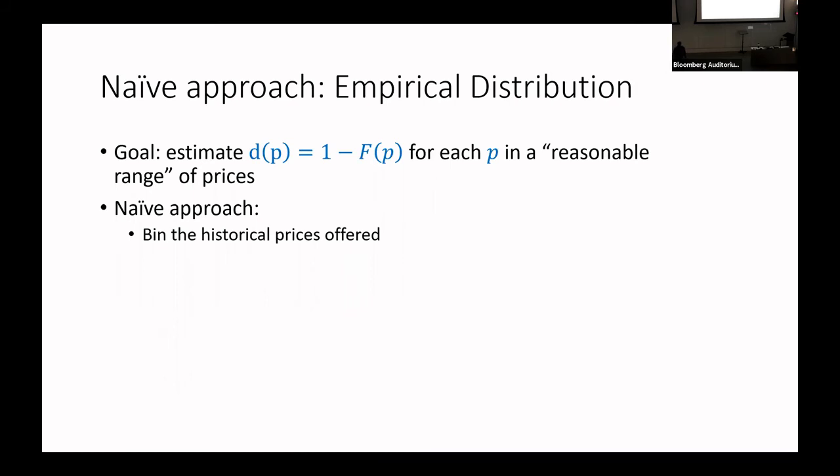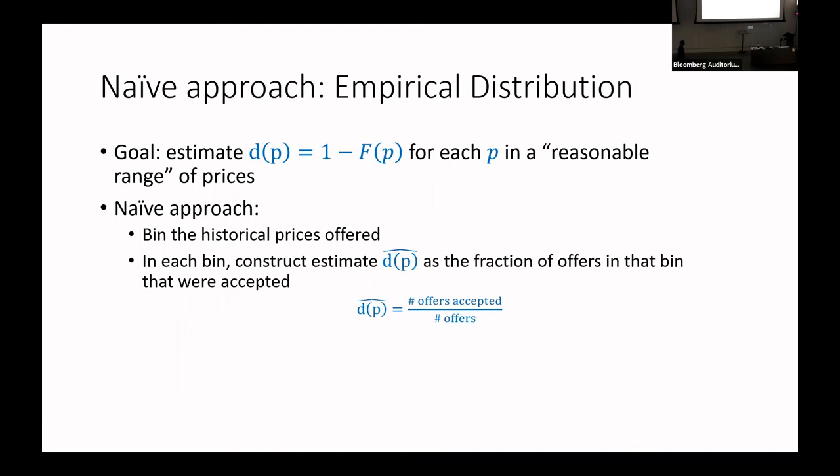And then in each bin, just construct the estimate as the fraction of offers in that bin that were accepted, right? So this is empirically the fraction of people that accepted an offer in that bin. So my estimate of demand is the number of offers accepted over the total number of offers in that bin. Is it clear why this is a reasonable estimate?